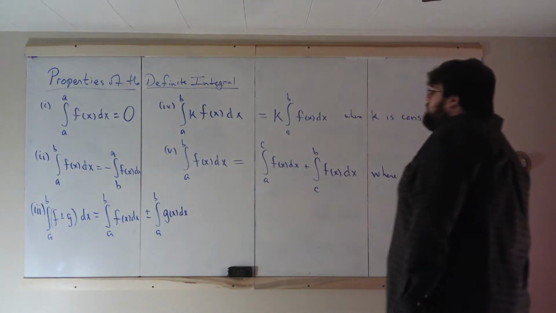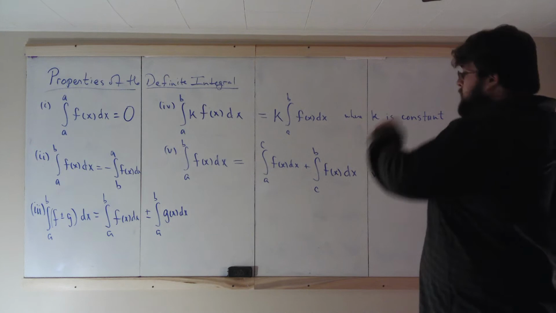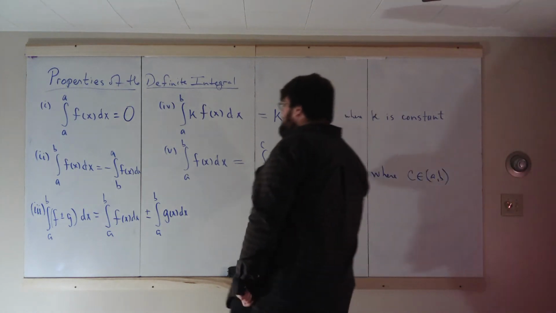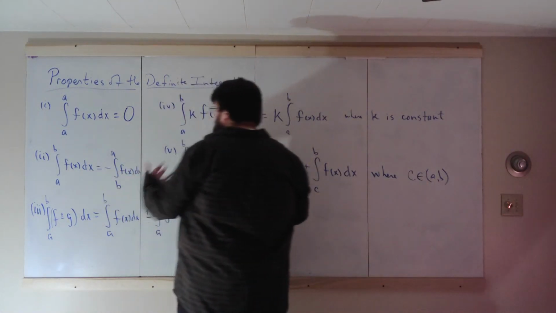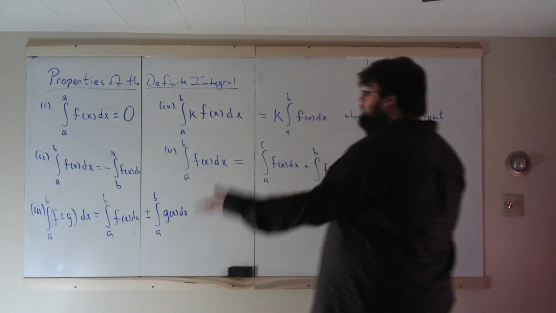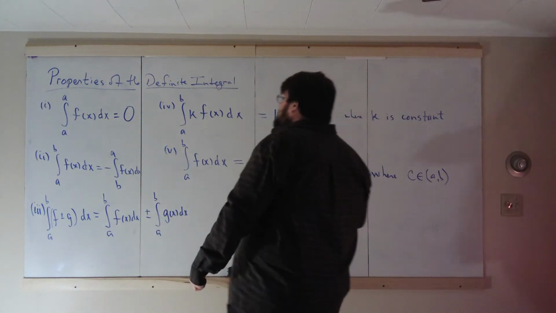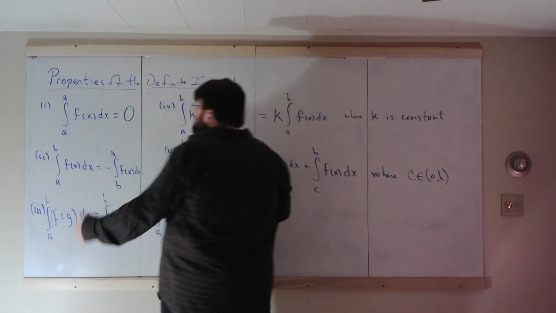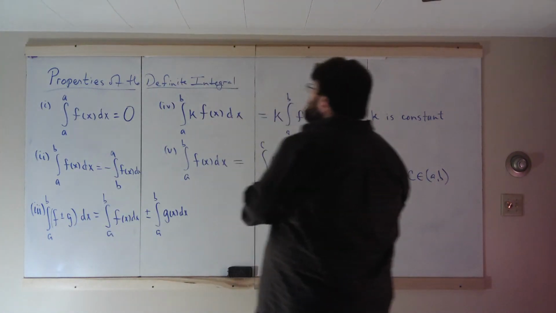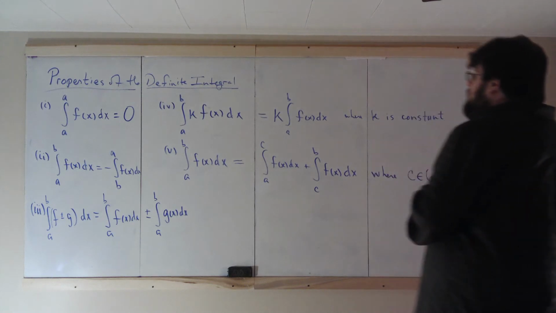How about the next one? The integral from a to b is negative the integral from b to a of f of x dx. So if you flip the bounds around, the cost there is a negative. And we'll see that in the next video. We'll see that.